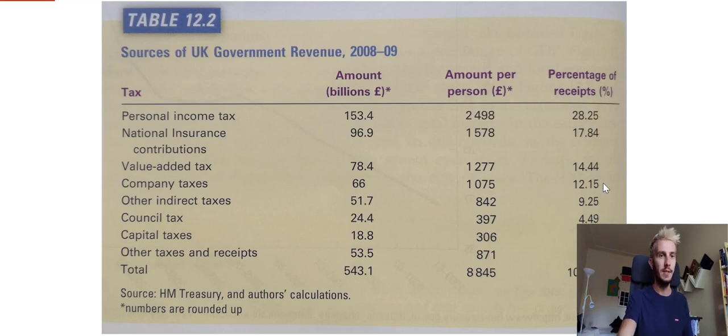Then company taxes, which is quite low in my opinion. So only 12% of the UK government revenue comes from corporate taxes. Other indirect taxes 9%, council tax 4%, capital tax 3%, other tax 9%.